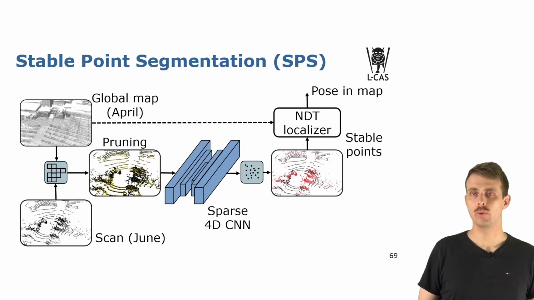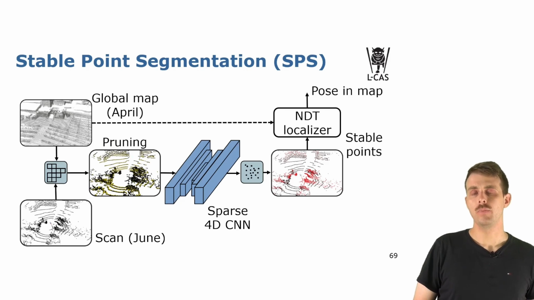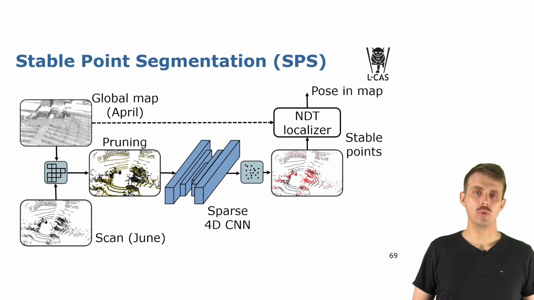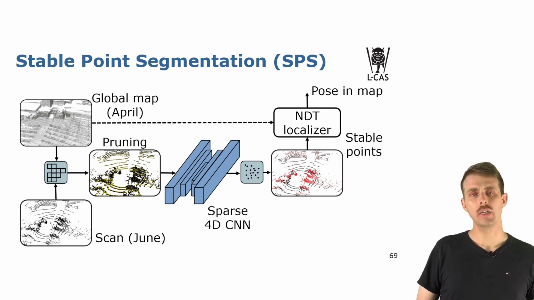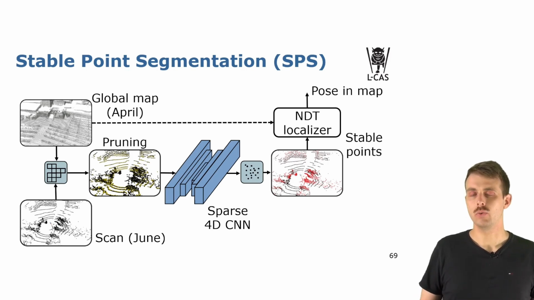This is the overall architecture. You again see our sparse 4D CNN in the middle, and on the input side we use, similar to MapMOS, a scan and the map, but now basically the map from April, which can be human refined, as I said, and the current scan. We again do a voxelization, and in this case we add one additional module, which is pruning or removing voxels from the map which are not close to a scan voxel, and this is just because this map can be arbitrarily large and we of course need to somehow manage the size of it.